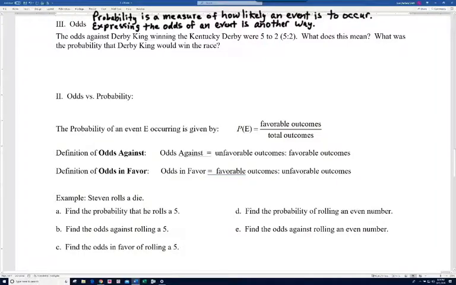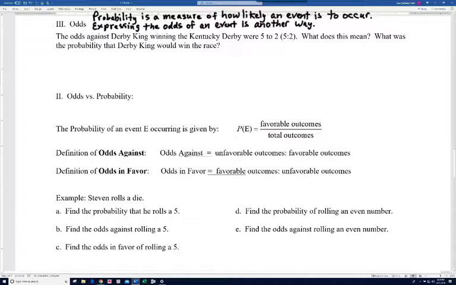All right, in this video, we'll finish out section 11.6. So first of all, it says here, probability is a measure of how likely an event is to occur. Expressing the odds of an event is another way. So let's go ahead and look at this.